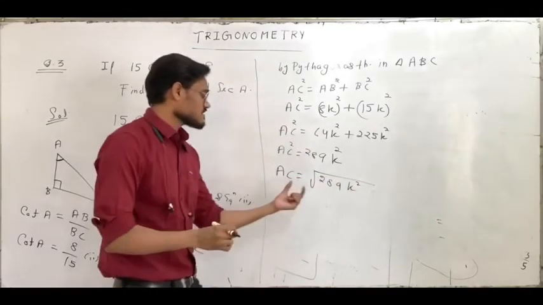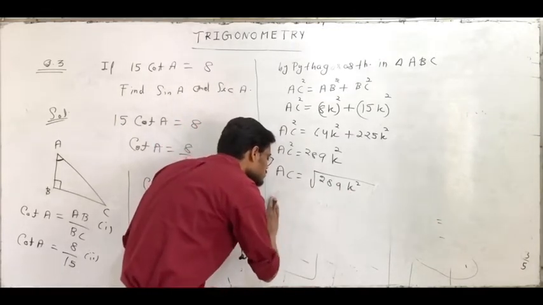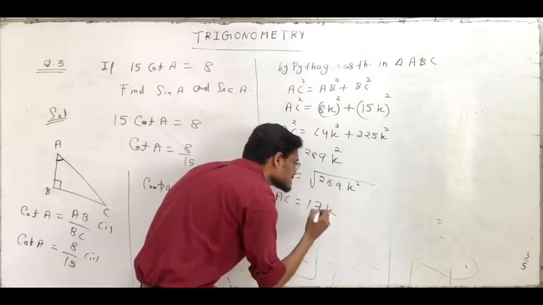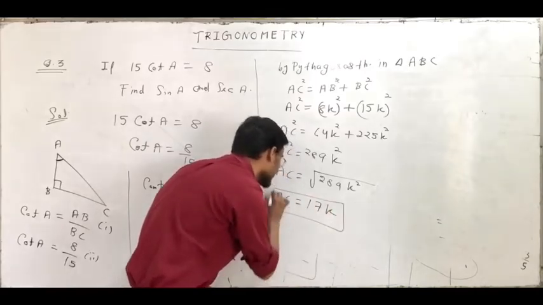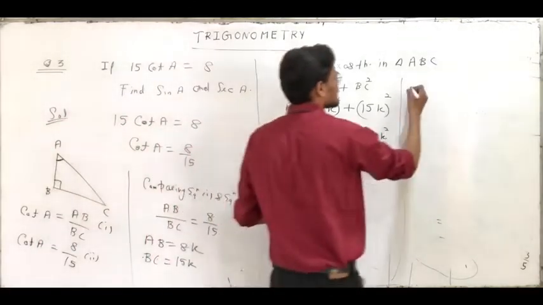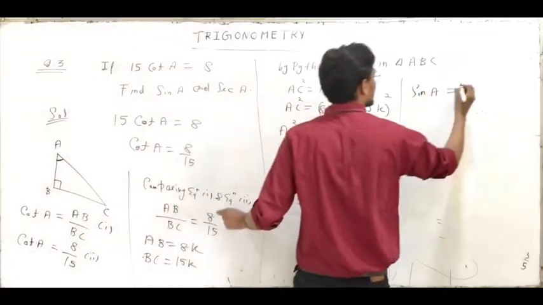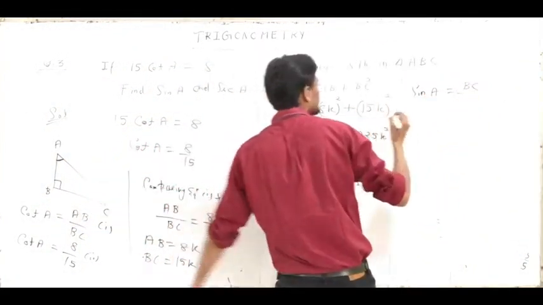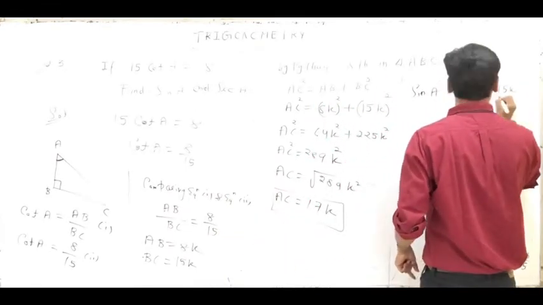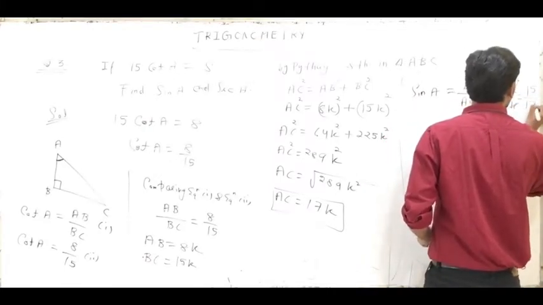Now I have to take the square root of this, that means the square root of 289 as well as the square root of K square, as they are in a product. The square root of 289 is 17 and the square root of K square is K. So I get AC as 17K. Once we get the three sides, the remaining part is very simple. We have to find sin A. For angle A, it is perpendicular upon hypotenuse, so BC upon AC. The length of BC is 15K, and AC is 17K. K gets cancelled out, so the answer is 15 by 17.